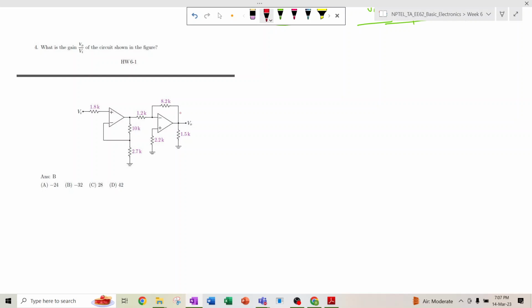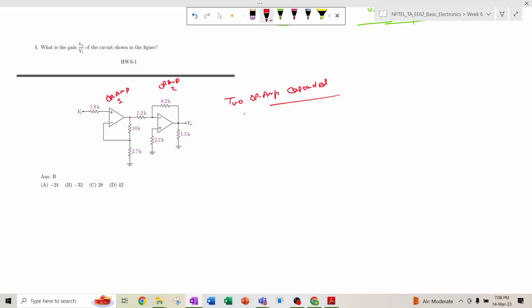So what is the gain Vo by Vi of the circuit? Basically, here it has two op amps that are cascaded. Cascaded means the output of an op amp, this is op amp 1, the output of op amp 1 is fed to the input of op amp 2.